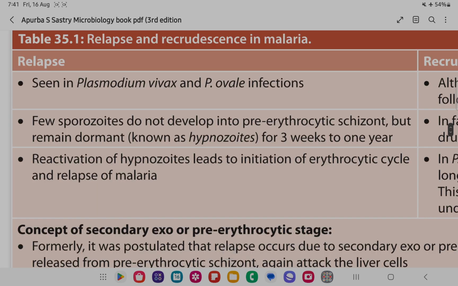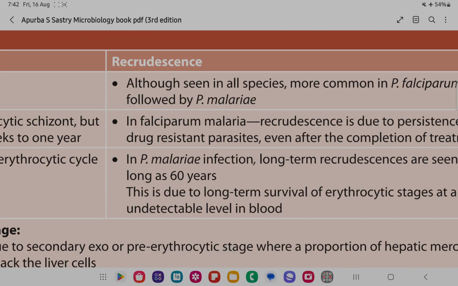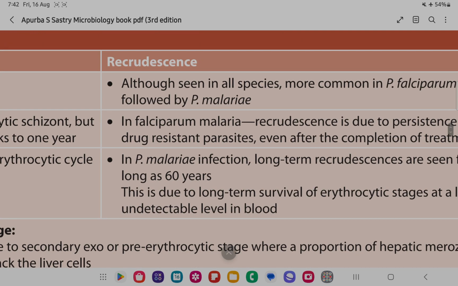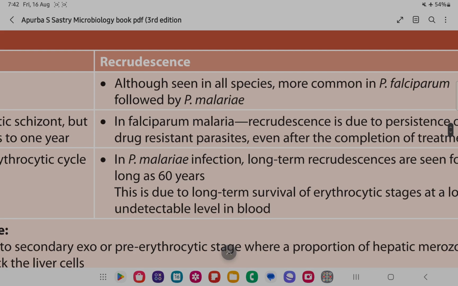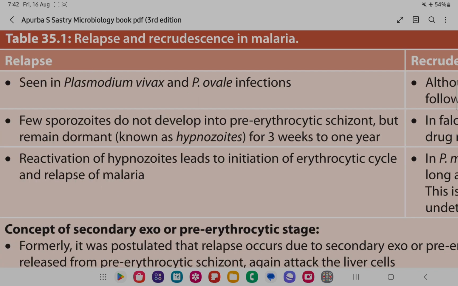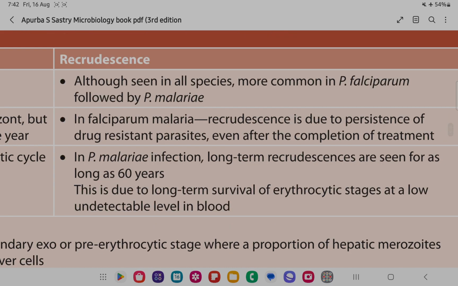Relapse happens only in Plasmodium vivax and ovale infections, whereas recrudescence, although seen in all species, is more common in falciparum malaria. Here you can see the duration: it remains dormant for up to 3 weeks to 1 year, and in some cases as long as 60 years. Recrudescence happens due to the persistence of drug-resistant parasites, which remain even after completion of the treatment.